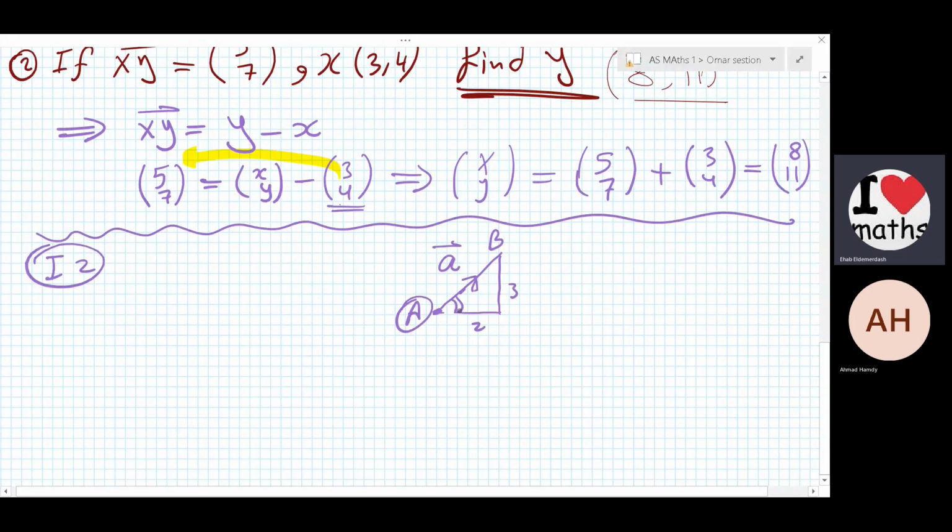Who is able to identify the angle? Who can tell me what about the angle? Just find out the angle. It will be shift tan of 3 over what? Over 2. Isn't that right? Very good.